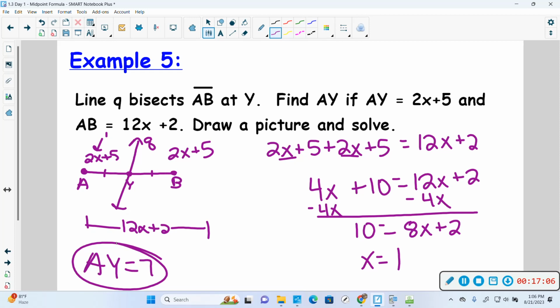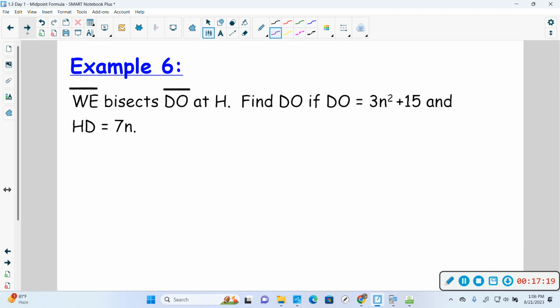All right, let's test our skills. For fun, what's YB? 7. What's AB? 14, the whole thing. Just making sure we can answer different stuff, variety. Oh good, I might draw a picture again for you. You know we love my drawings in here.